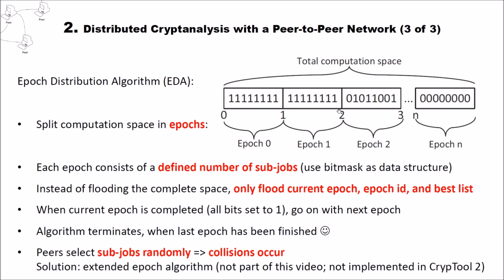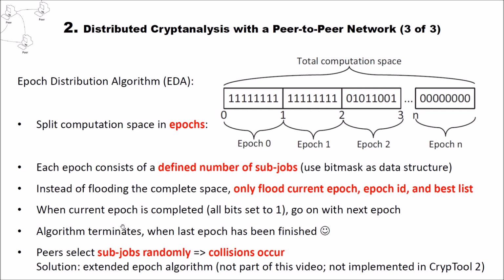And when such an epoch is finished, they can throw this bit mask away, then increase the epoch ID by 1 and compute the next epoch and use the next bit mask to do so. And of course, when the current epoch is completed, all bits are set to 1, we go to the next epoch. And of course, the algorithm terminates when the last epoch has been finished. So our network goes through the search space epoch by epoch until it has completed computing the complete search space.